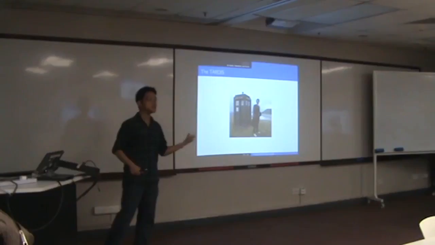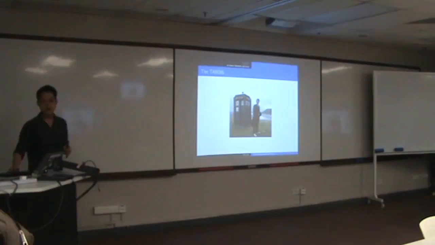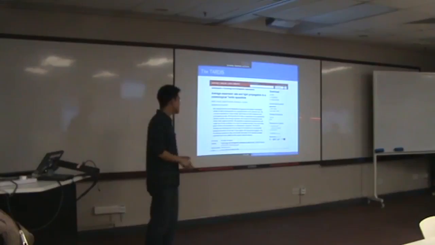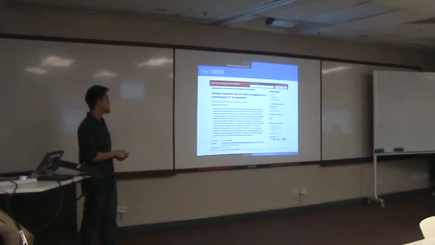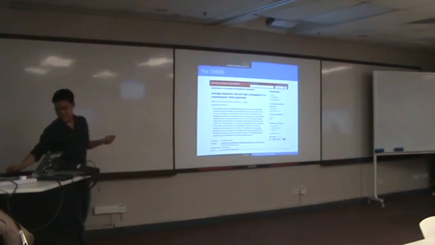Because of this idea, and because it's so culturally relevant and well-known, when we discovered new space-times and metrics, we named them after the TARDIS, the TARDIS space-time. TARDIS in Doctor Who is an acronym for time and relative dimension in space. But now we don't really care, we just call it TARDIS.